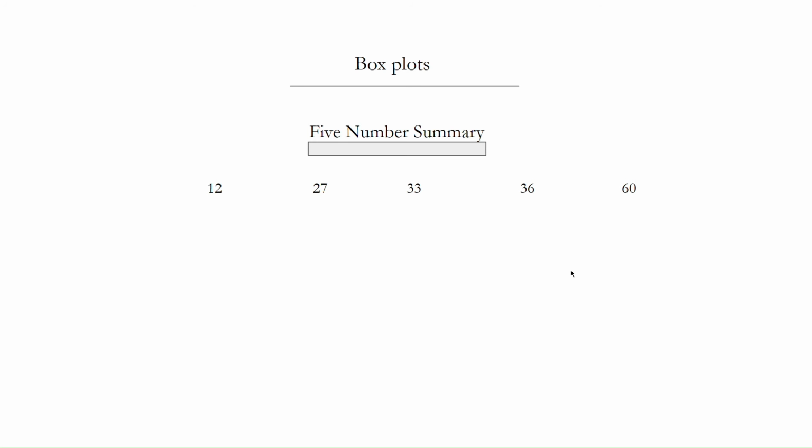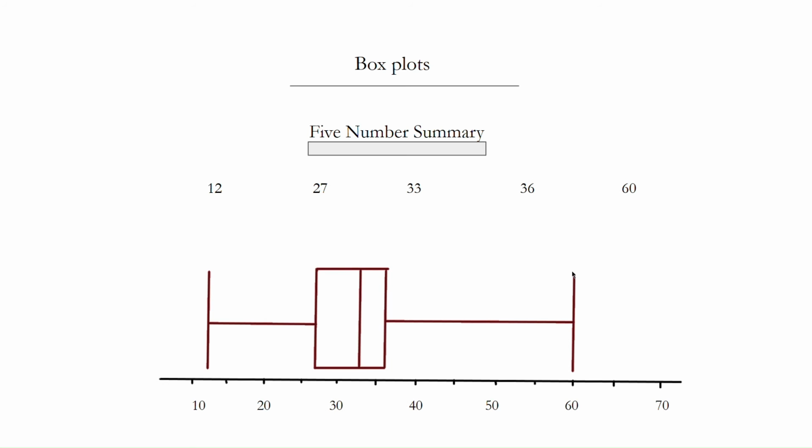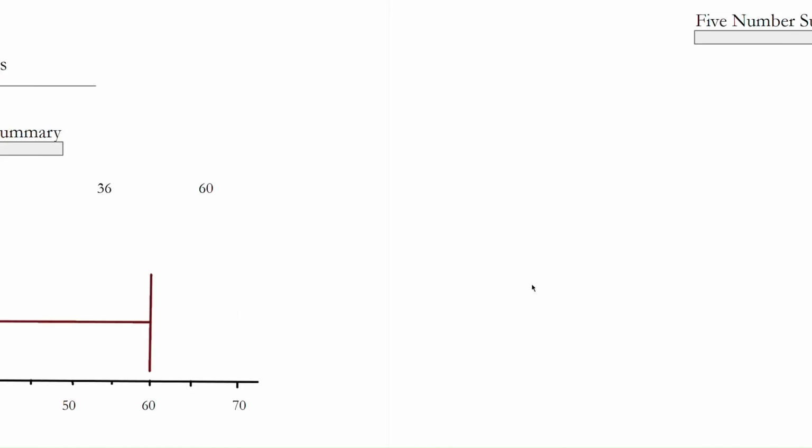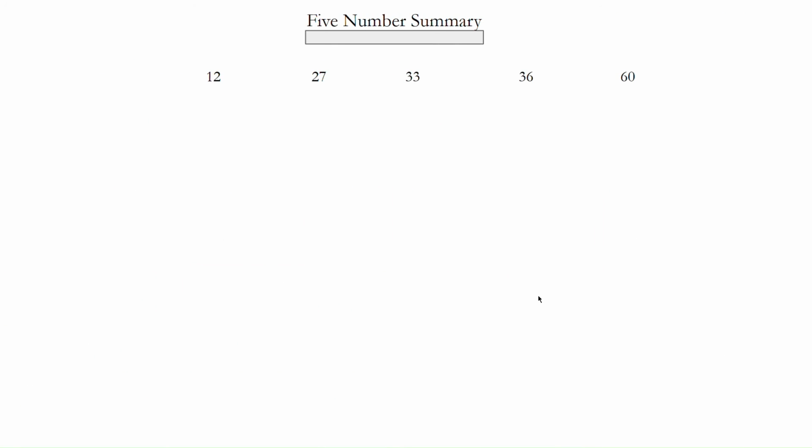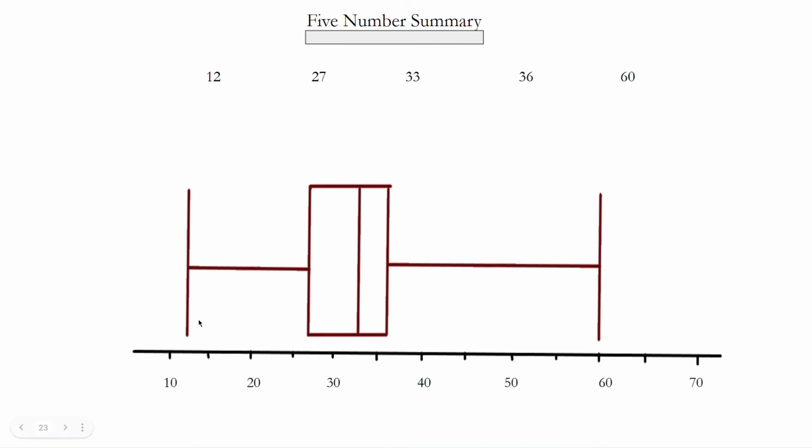And how do you graph this box plot? This is the corresponding box plot. So how did I graph that box plot? These are the numbers and this is the box plot. These horizontal lines represent the numbers. So this number is 12, this is 27, this is 33, this is 36, and this is 60. These horizontal lines represent the numbers in the 5-number summary.